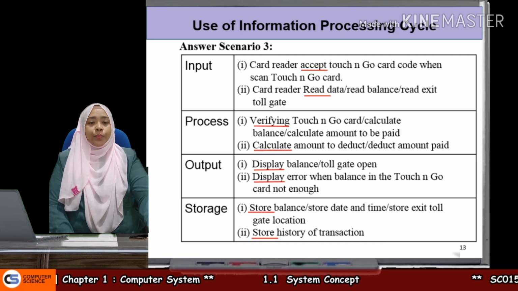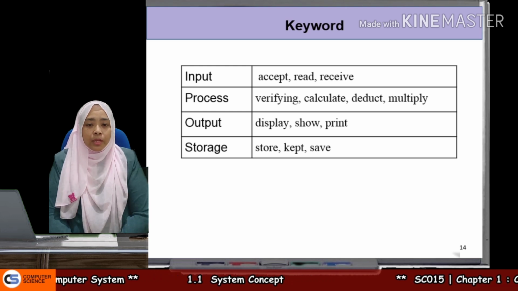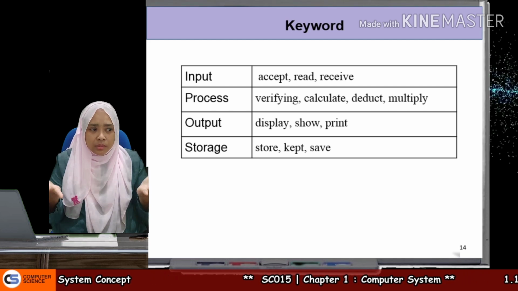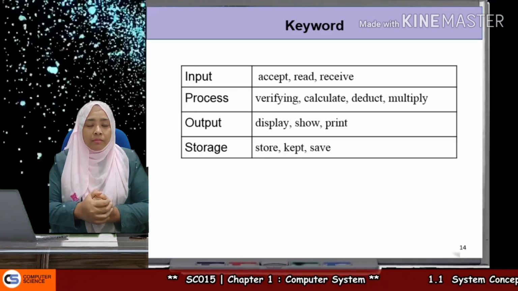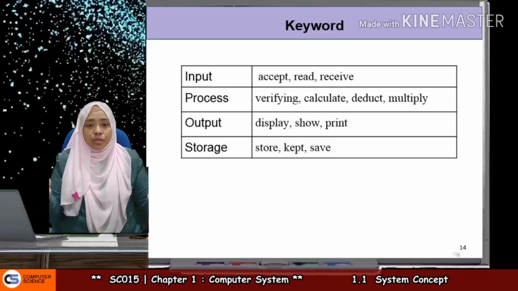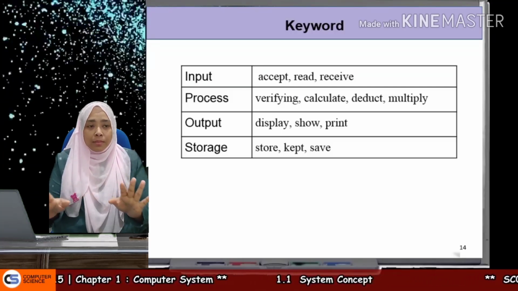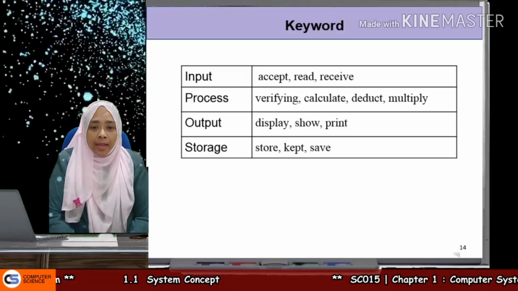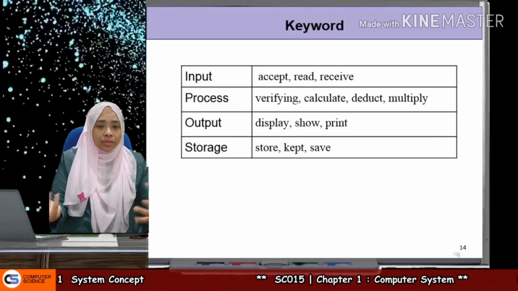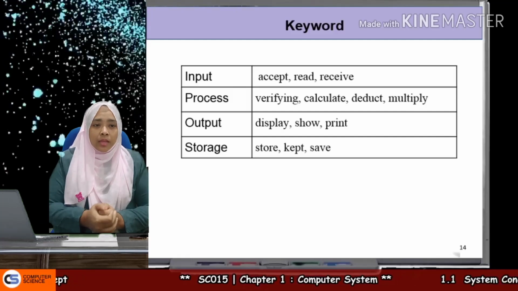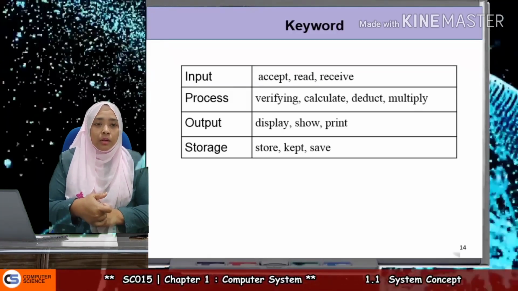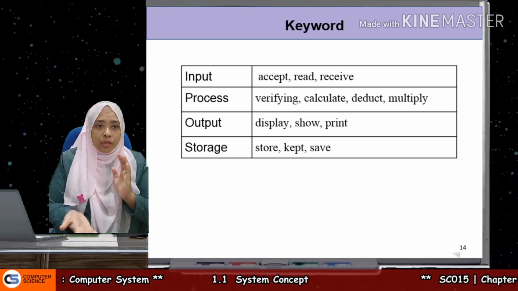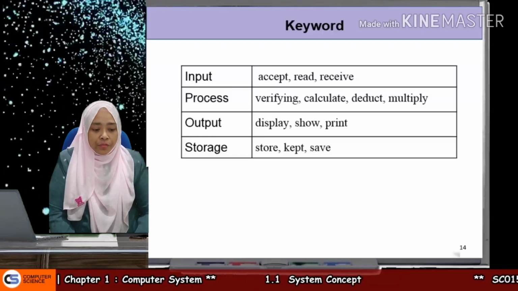Alright, as a conclusion, for an input, make sure you use the word accept or read or receive or any other words. That's only an example. Maybe you can find other words that we can use for the input. For process, most of the time the keywords we can use are verifying, calculate, deduct, multiply, addition, subtraction, division. For output, we always use display, show and print. And for the storage, we use the keywords store, keep and save.